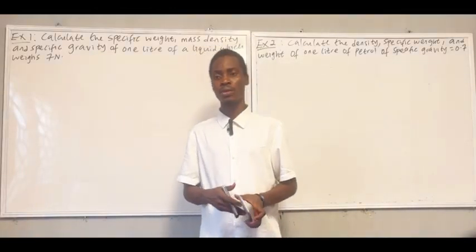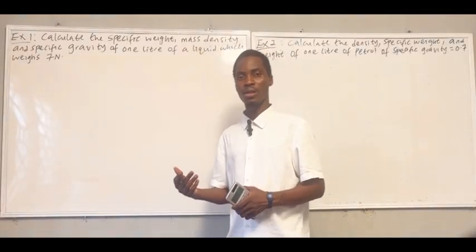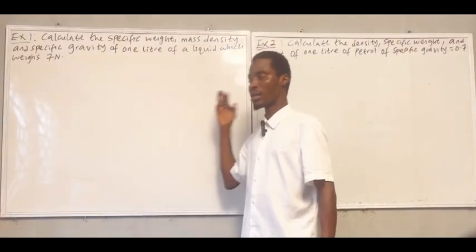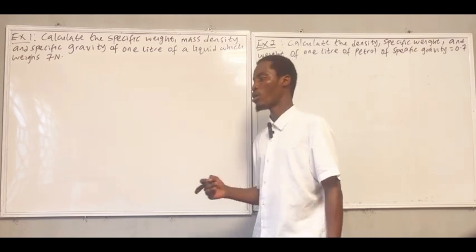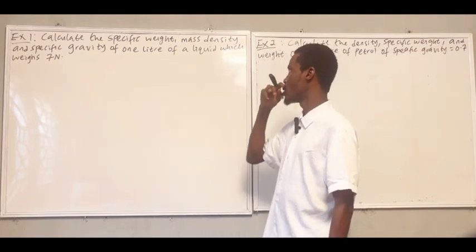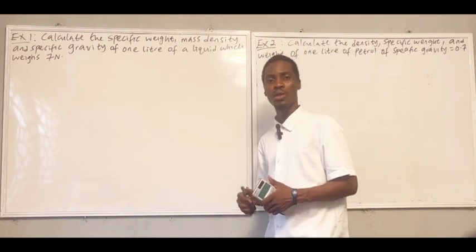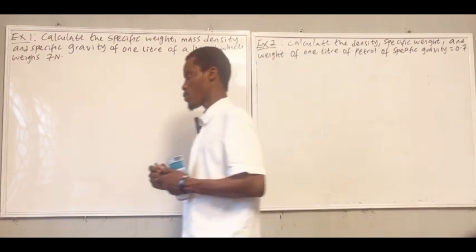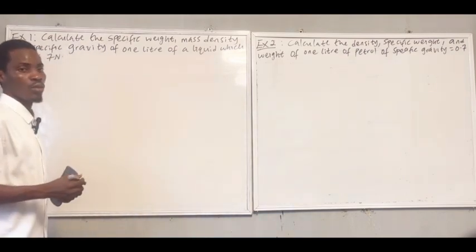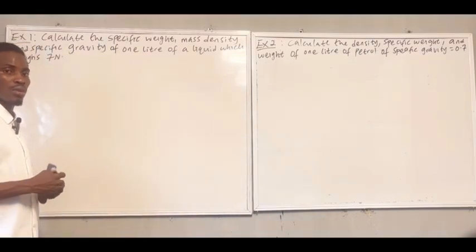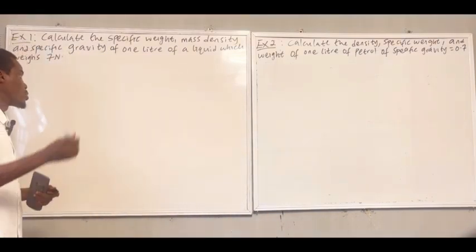Let's discuss this example. We have two examples here, example 1 and example 2. In example 1, we have to calculate the specific weight, mass density, and specific gravity of 1 liter of a liquid, which weighs 780. So first is to write out the data we have been given in the question.